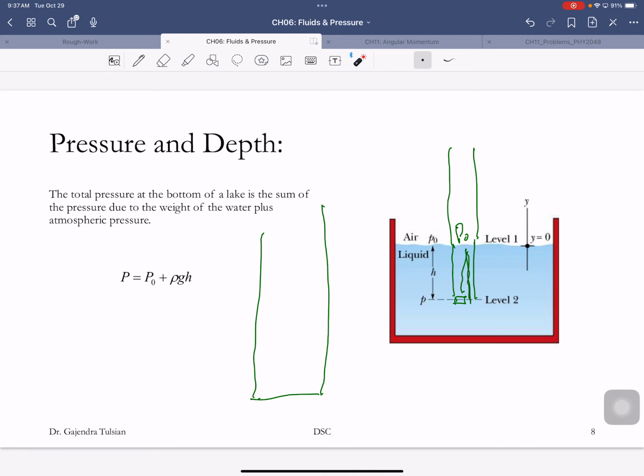Okay. And in water, if you put in the numbers for the density of water, if you go down 33 feet underwater, you get another atmosphere. So at the surface you have 1 atmosphere, 33 feet underwater you have 2 atmospheres, 66 feet underwater you have 3 atmospheres.